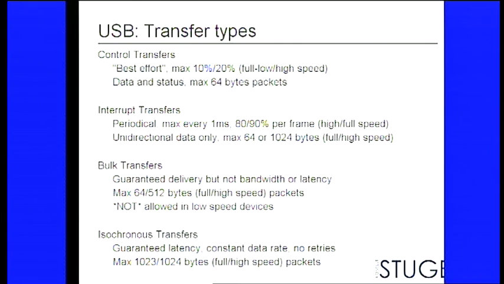Interrupt transfers are periodical data exchange, and they can take up to 90% of the frame on the bus. So there's still 10% left, maybe for control, maybe for something else, depending on what software is actually wanting to communicate on the bus right now.